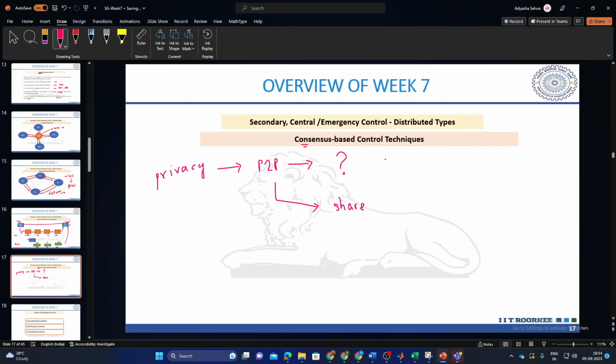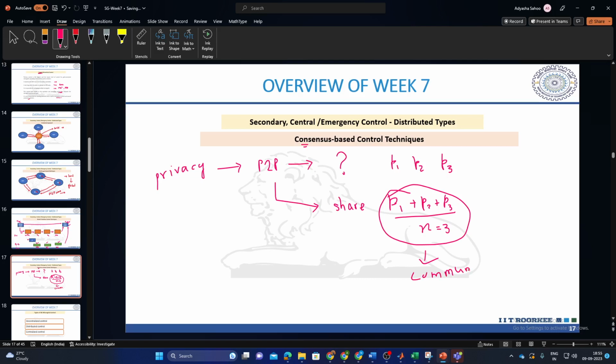Let's say the data of MG1 was p1, of MG2 was p2, and p3 is the data of MG3. So instead of sharing these variables or data as they are, they can average this out, a weighted average basically, where n is equal to 3, and this information they will communicate with each other to reach the global variable. So this consensus based algorithm is a type of distributed control algorithm only, but instead of sharing the actual data, some modification is done so that privacy is preserved for those microgrids.